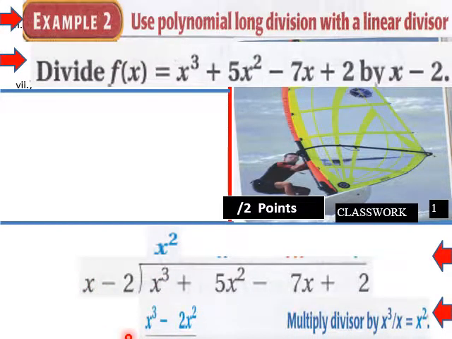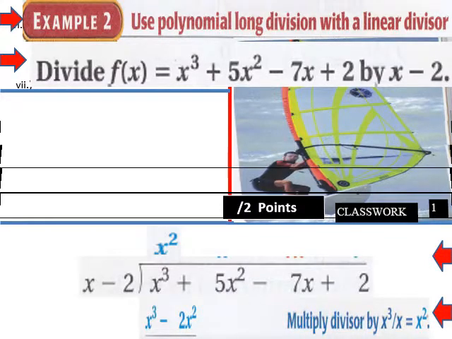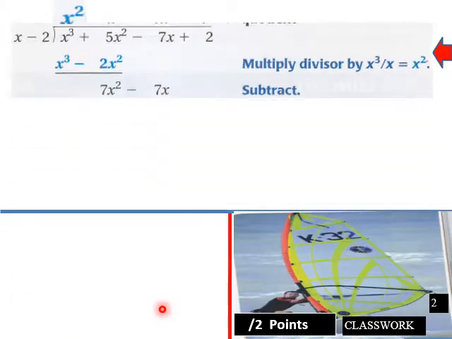in our quotient, and then we multiply x squared times x minus 2, and we get this expression here, multiply divisor by x cubed. And so we have x cubed minus 2x squared, change signs, and then we subtract out here, multiply divisor by this, and then we subtract. So we change our signs here. This becomes negative x cubed. This becomes positive 2x squared, so we have 7x squared.